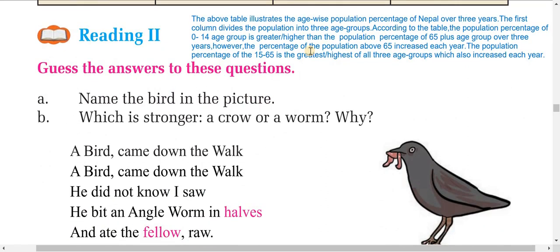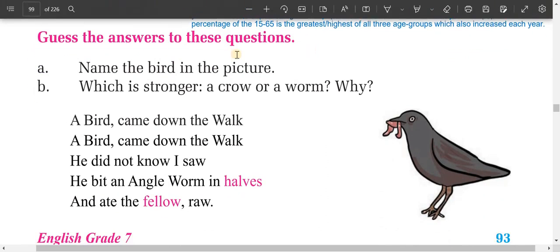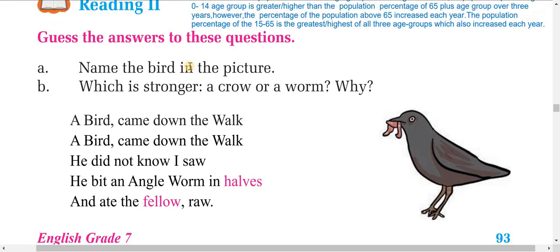Now, okay, reading second: guess the answers to these questions before you read this poem. Now you can guess the answer to the questions. So name the bird in the picture. You can see the bird is maybe a crow. It looks like the bird may be a crow.